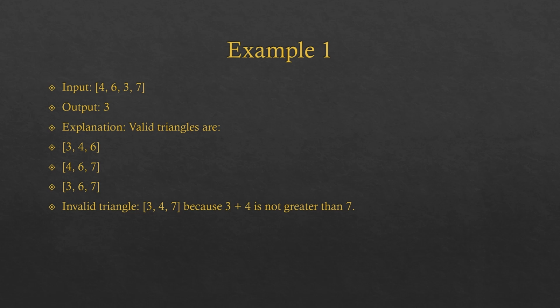Let's start with an example. Consider the input array containing the elements 4, 6, 3 and 7. The valid triangles we can form are (3, 4, 6), (4, 6, 7) and (3, 6, 7). However, (3, 4, 7) does not form a valid triangle because 3 plus 4 is not greater than 7. So in this case, the valid output is 3 valid triangles.